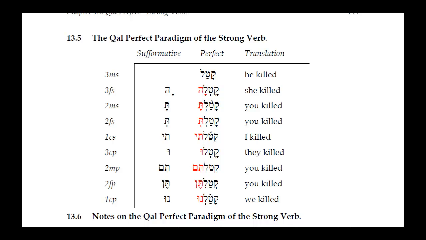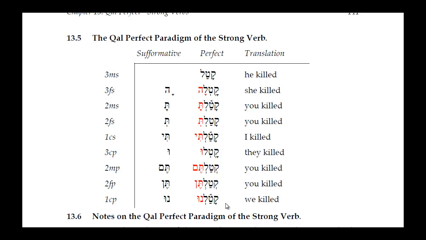All right, let's go down to the first common plural here, qatalnu. We have the nun and the shureq. It tells us that that is first common plural, and that's how we know. So basically what we want to learn is the sufformative endings: qatal, qatela, qatalta, qatalt, qatalti, qatelu, qataltem, qataltén, and qatalnu.